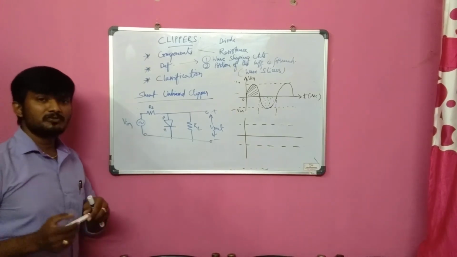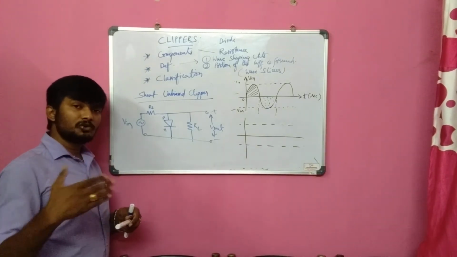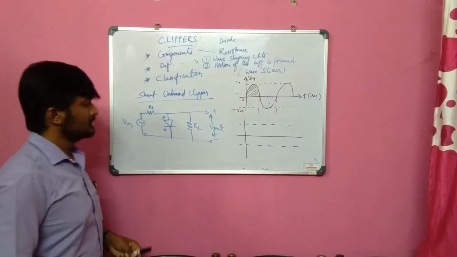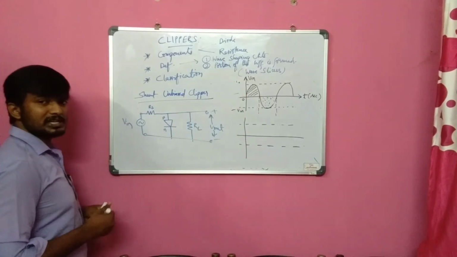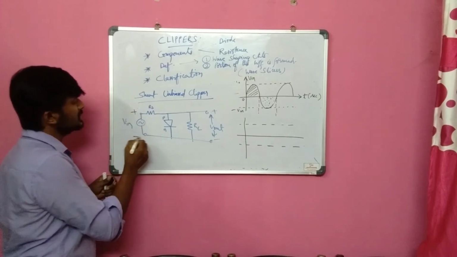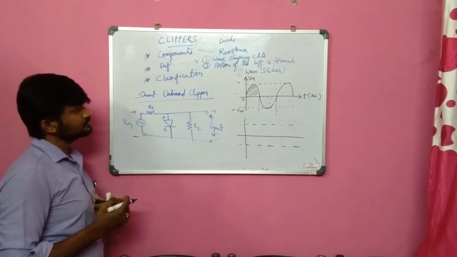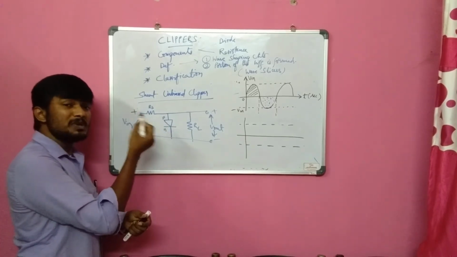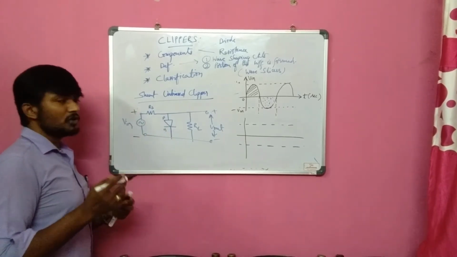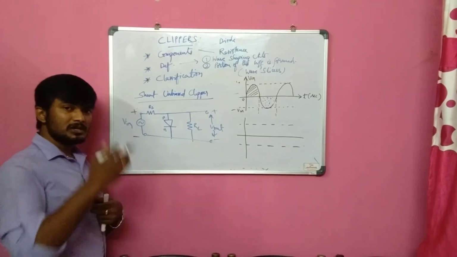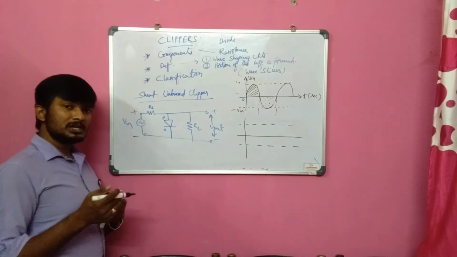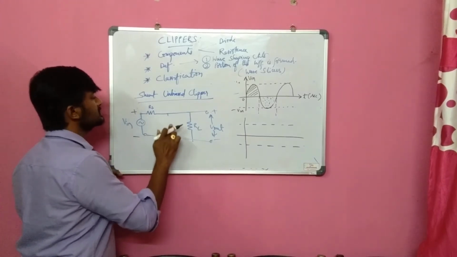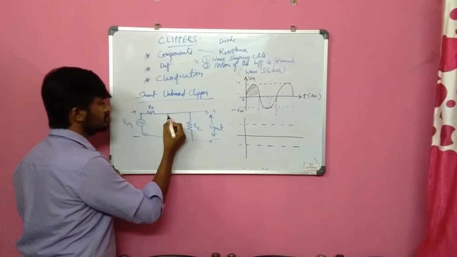Let me analyze the positive half cycle and negative half cycle as we did in the previous case. For the positive half cycle, what happens? The polarities must be positive and negative. Positive is connected to P, which means forward bias. Forward bias means, as I said in the previous case, short circuit. So positive of the diode connected to P means forward bias, and forward bias means simply short circuit.